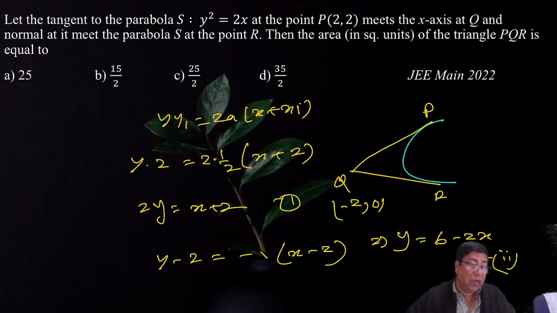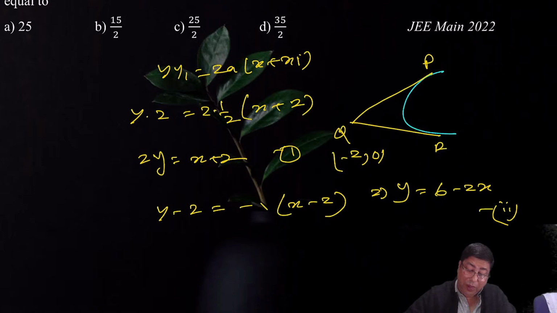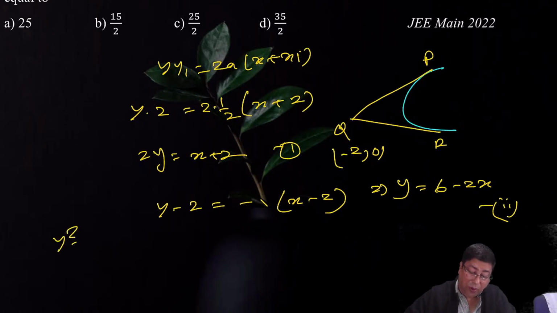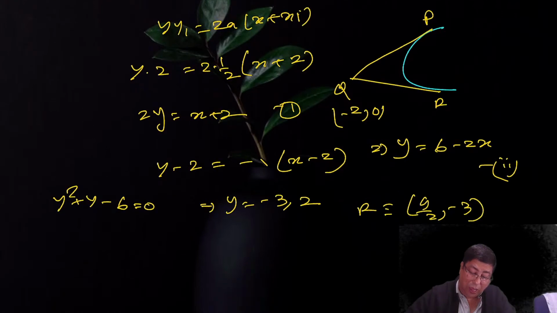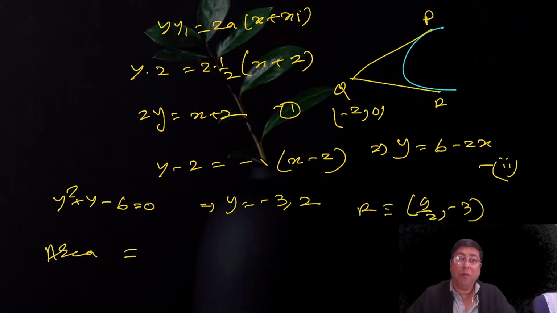So, this equation 2 meets the y square equal to 2x at R. So, let us solve. We are solving y square plus y minus 6 equal to 0. If we solve, y equal to minus 3 comma 2, therefore, R point is coming to be (9 by 2, minus 3). Now we have to get the area. There are a number of ways to apply. We can apply determinant form. Otherwise, we can apply the normal way also.